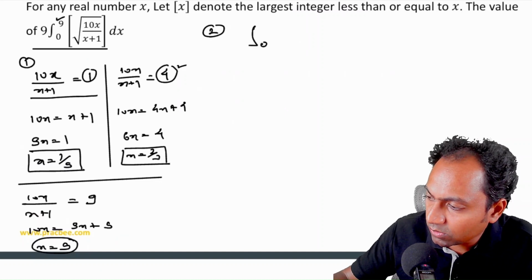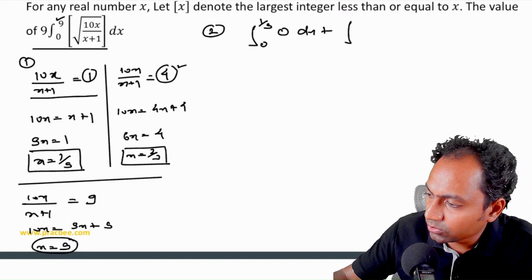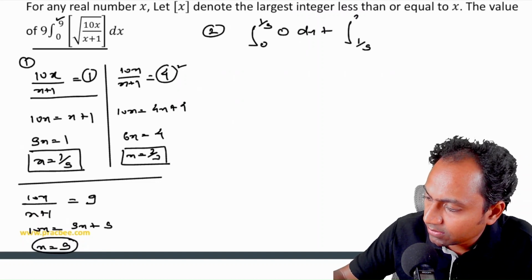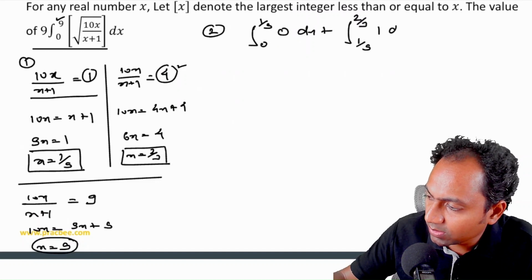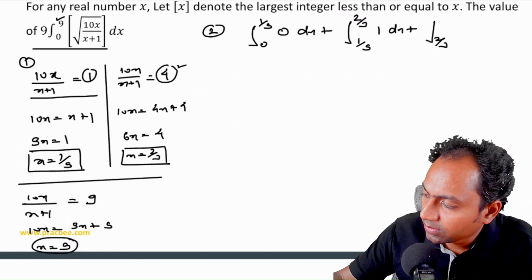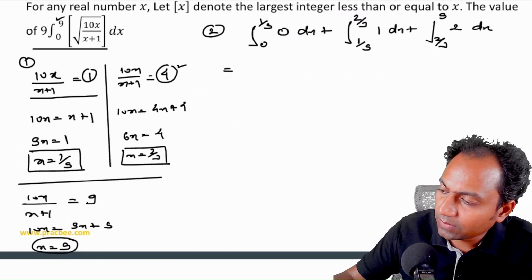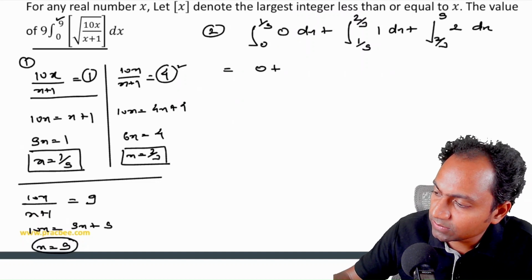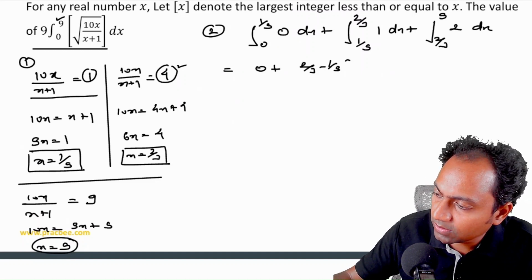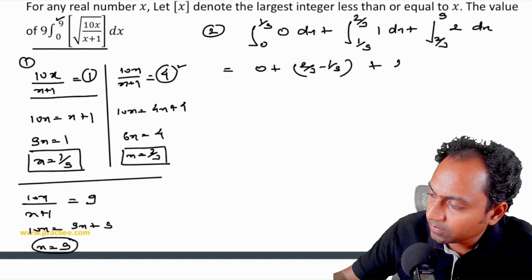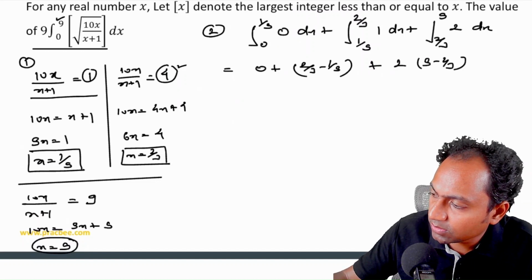If I take values from 0 to 1 by 9, it will become 0. If I take values from 1 by 9 to 2 by 3, it becomes 1. If I take values from 2 by 3 to 9, it will become nothing but 2. All we need to do is simplify this. So this becomes nothing but 2 by 3 minus 1 by 9, plus 2 into 9 minus 2 by 3.